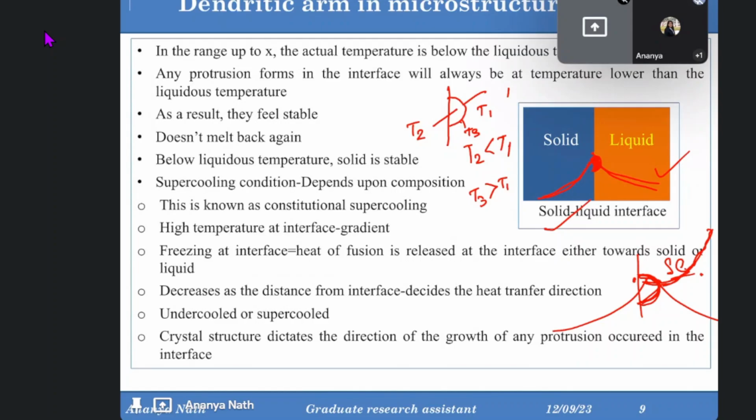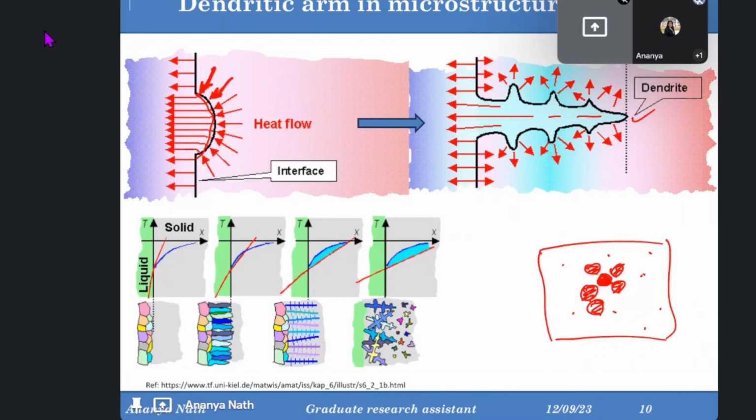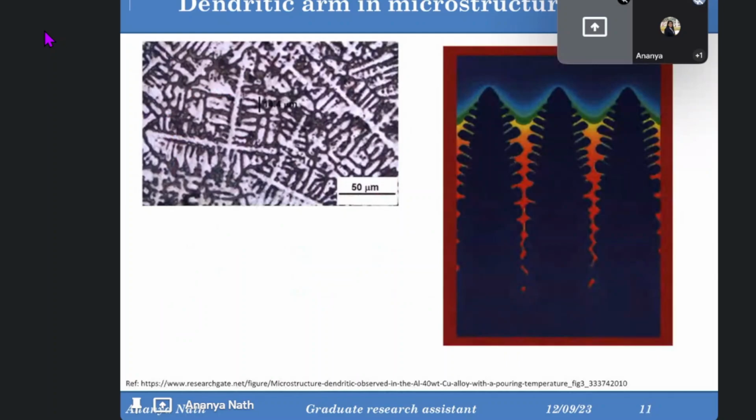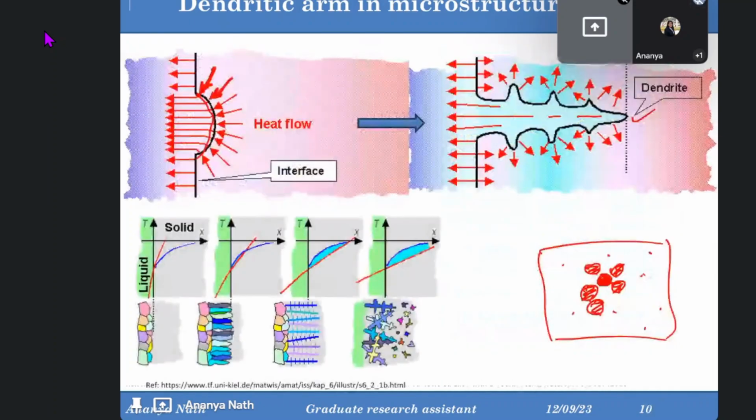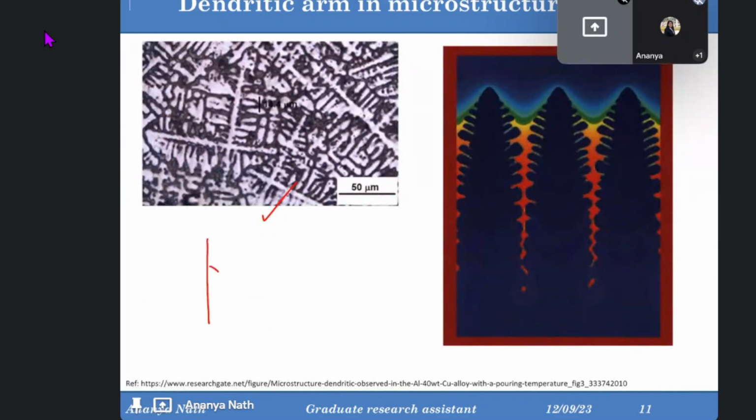Okay, no problem. So, dendritic arms. We were studying the dendritic arms, and the result looks somewhat like this picture. At the grain, now we have a hump, right? This hump has a lower temperature on this side and a far lower temperature on this side. This lower temperature and the latent heat of fusion release will help this nucleus grow further. So after some time, some hump will be created like this in the solid interface.